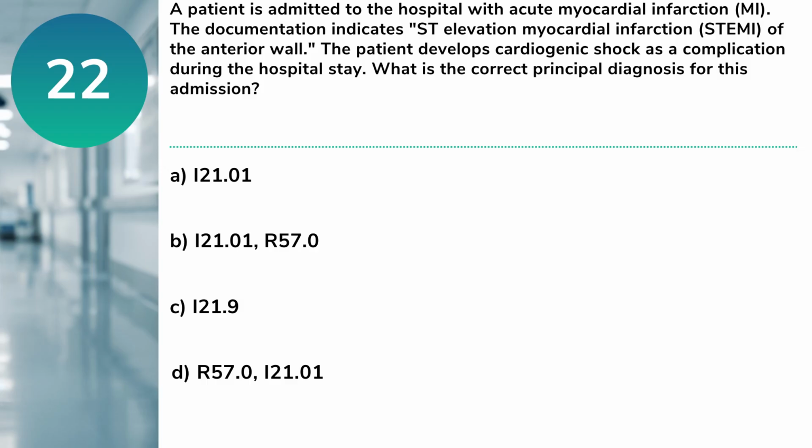Question 22. A patient is admitted to the hospital with acute myocardial infarction, MI. The documentation indicates ST elevation myocardial infarction, STEMI, of the anterior wall. The patient develops cardiogenic shock as a complication during the hospital stay. What is the correct principal diagnosis for this admission? A. I21.01. B. I21.01, R57.0. C. I21.9. D. R57.0, I21.01.